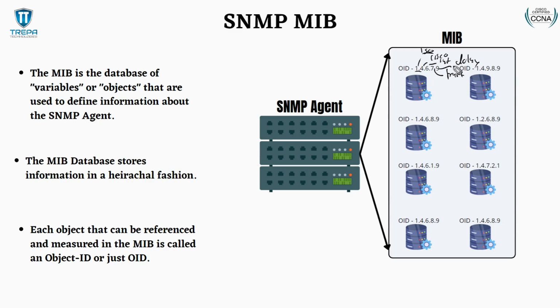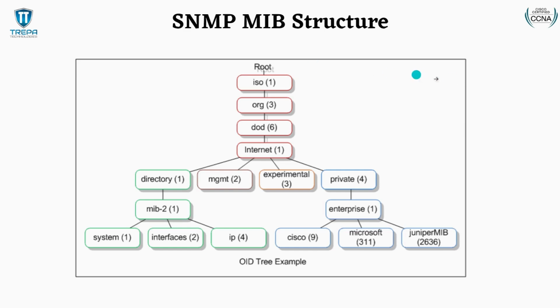And in every SNMP agent, we're going to have that full MIB database to reference. So let's go over what that looks like. So here's that SNMP MIB structure. As you can see here, it's hierarchical. We start out with ISO, and then the organization, and then DoD, and then internet. And then from there, we come over here to directory, MIB2, and then interfaces. So this is just an example of everything that can be pulled in a hierarchical structure.